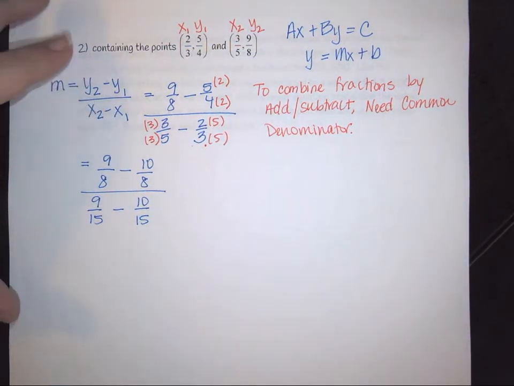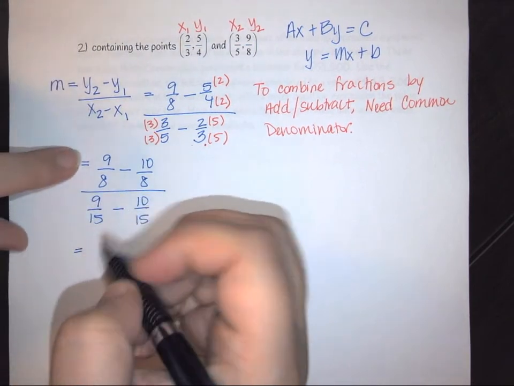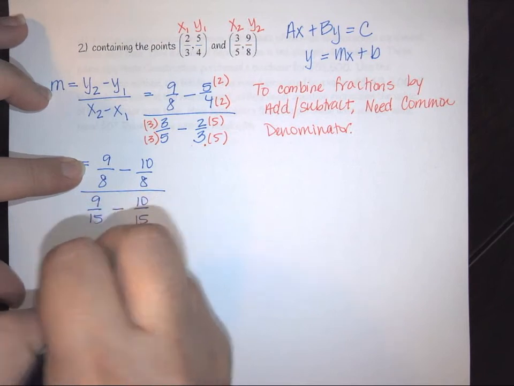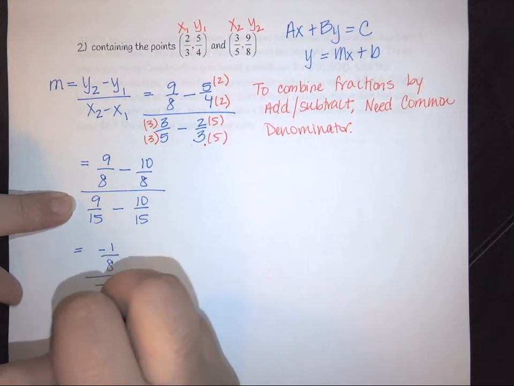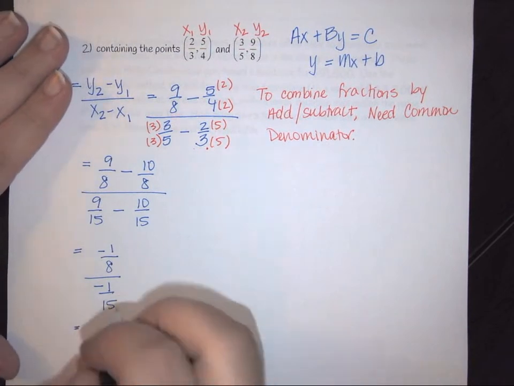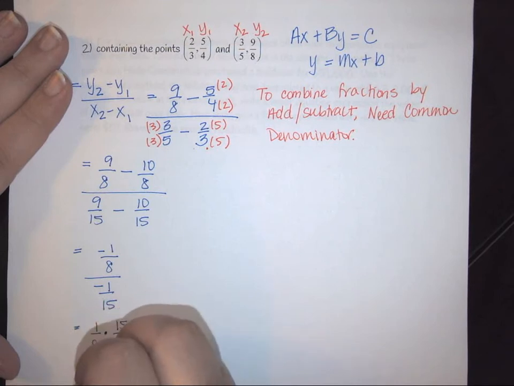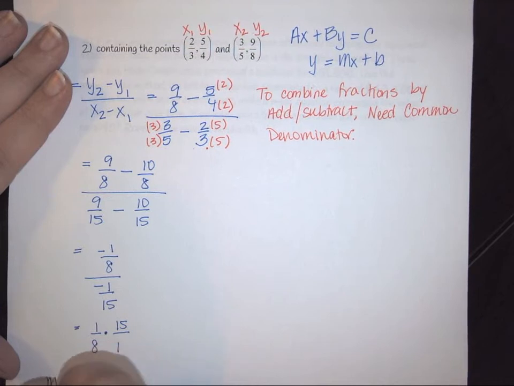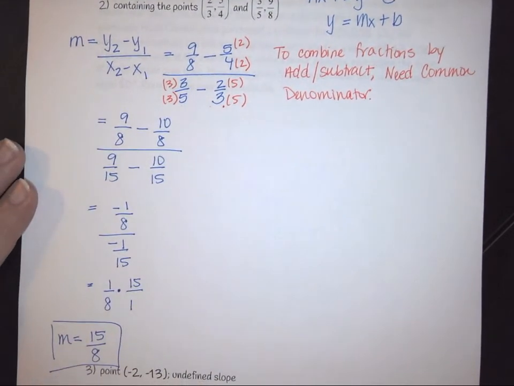In continuing to look at your slope here, we have 9 minus 10 is going to give me a -1/8. And then 9 minus 10 again is going to be a -1/15. Negative and negative becomes positive. The rule says take your first, multiply by the reciprocal of the second, and thus my slope is going to be 15/8. So this is what I need in order to even get started.